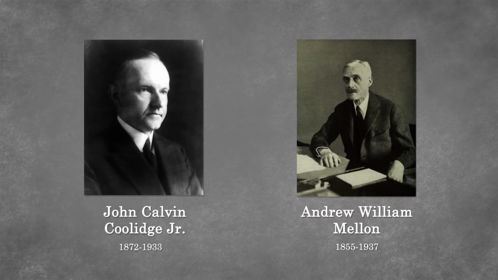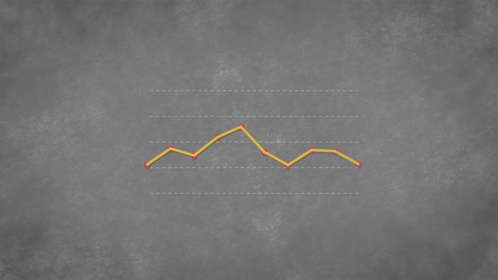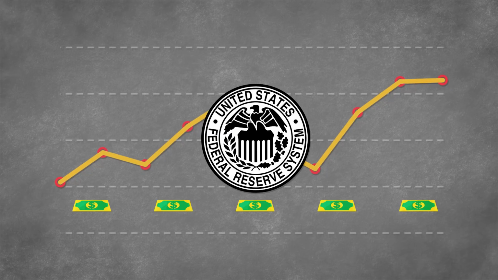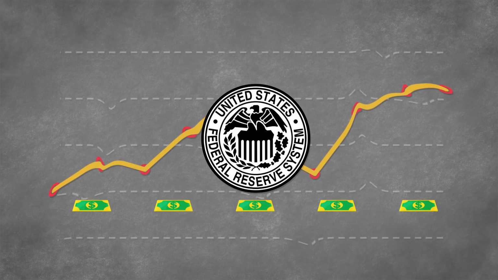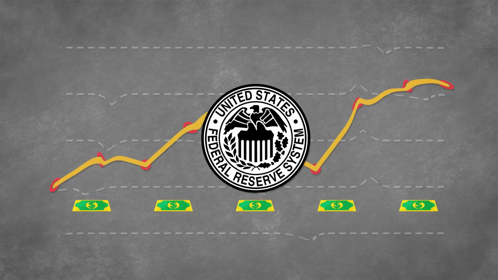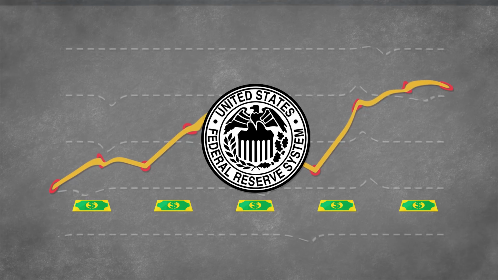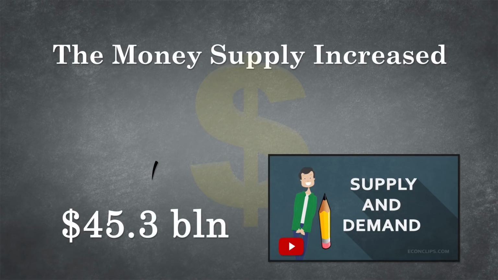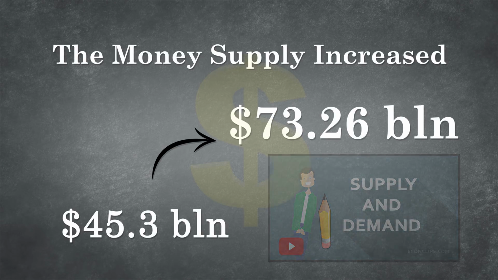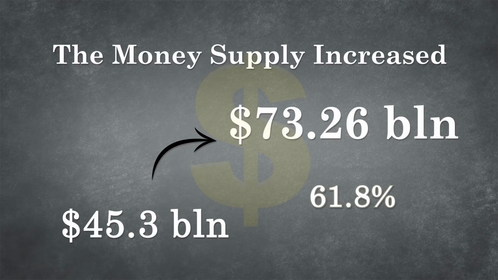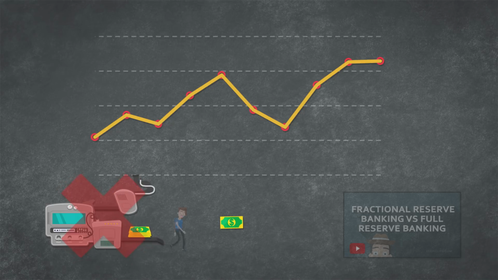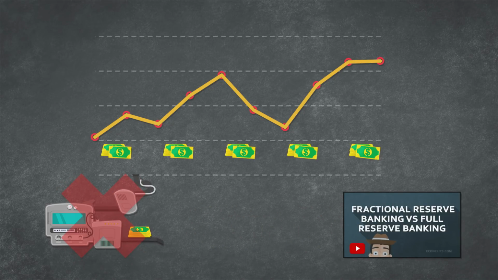Unfortunately, at the same time, something was interfering with the economic growth. It was the Fed's policy of flooding the market with cheap money during practically the entire 1920s, thus disrupting production processes and causing malinvestments to amass. During the boom, the money supply increased from $45.3 billion to $73.26 billion. That is by 61.8%. The increase was not caused by printing money, but by a credit expansion allowed by the fractional reserve banking. The amount of cash was fairly constant throughout the period.